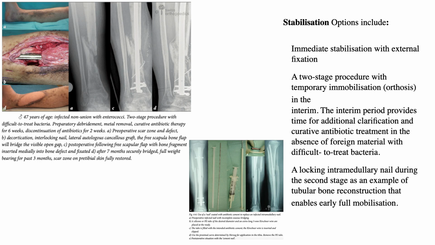Figure A talks about the preoperative scar zone and defect. B talks about the decortication and interlocking nail, lateral autologous cancellous graft, and the free scapula bone flap to bridge the visible open gap. C again talks about the post-operative state following the free scapular flap with bone graft fragment inserted medially into the bone defect and fixated.